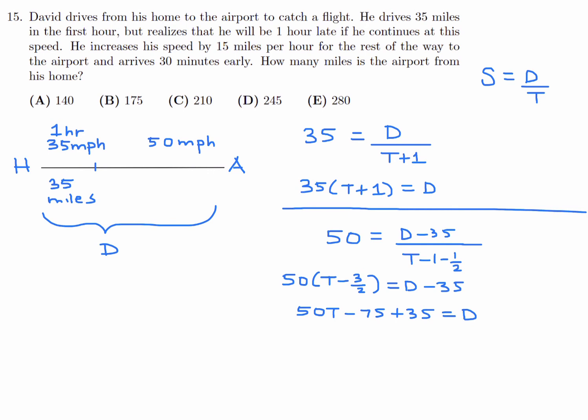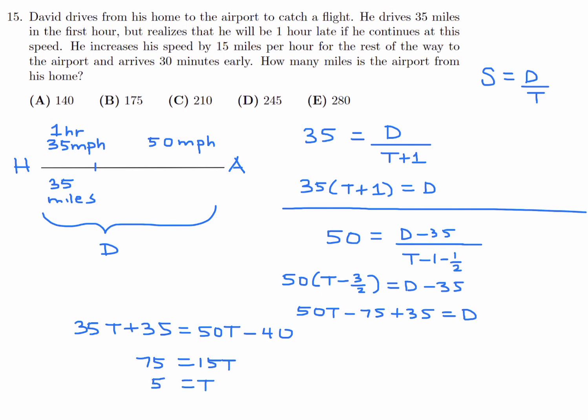And now I can just set them equal to each other. Since d is equal to that and d is equal to that, I can set them equal to each other. So that means 35t plus 35 is equal to 50t minus 40. So that means 15t is equal to 75, and therefore t is equal to 5.